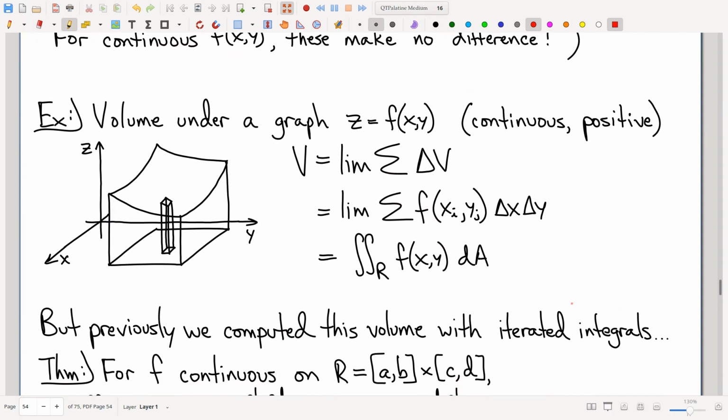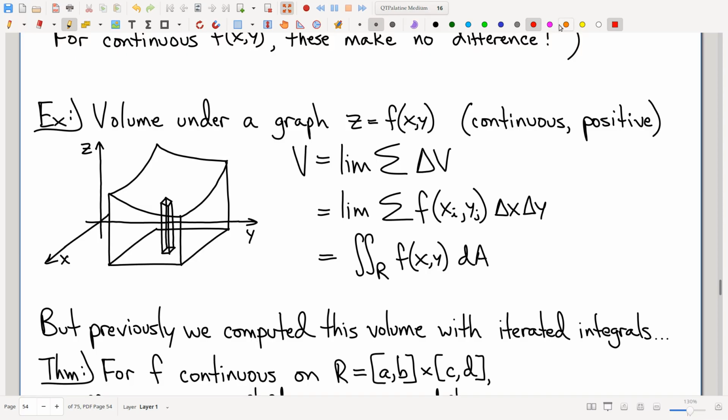Here's our first example. Some people would call this a silly first example because we already know the answer to this question, but how do you find the volume under a graph sitting over a rectangle? We already did it, right? We did it with iterated integrals. But let's show that double integrals can do it too.